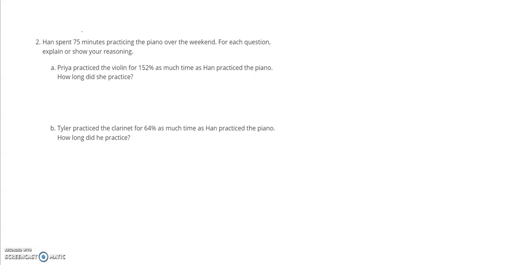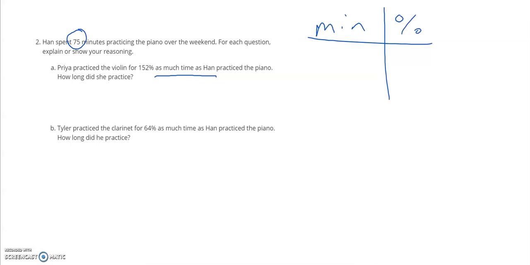Okay, so we have Han, who spent 75 minutes practicing, and this says as much as Han, which means for A, sorry, 75 minutes is 100%. So we have minutes, and we have percent. 75 minutes is 100%.